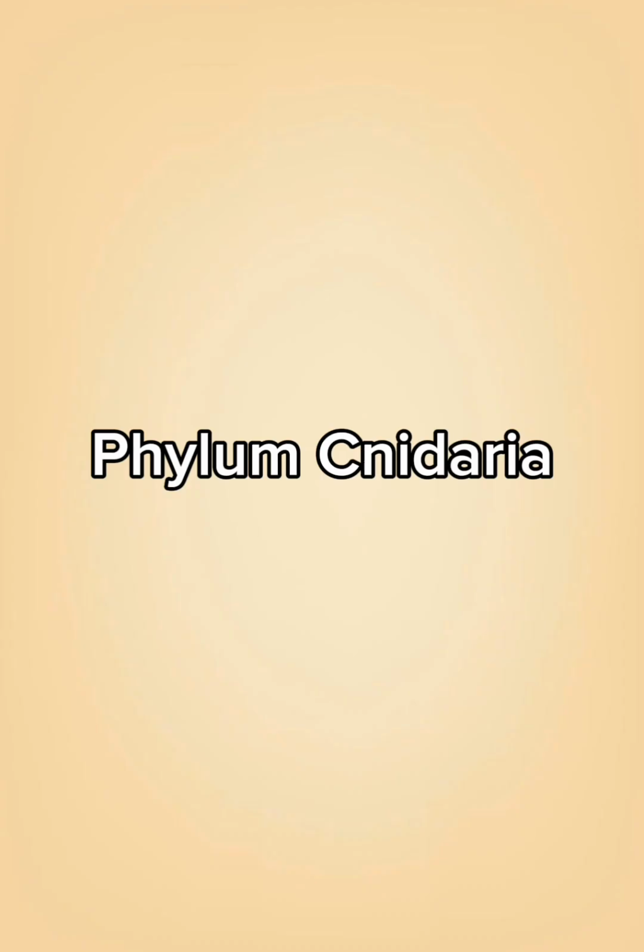In this video, I am going to discuss 10 invertebrate species belonging to 5 different phyla. For phylum Cnidaria, I am going to discuss 2 representative species, which are Acropora corymbosa and Cassiopeia medusa.